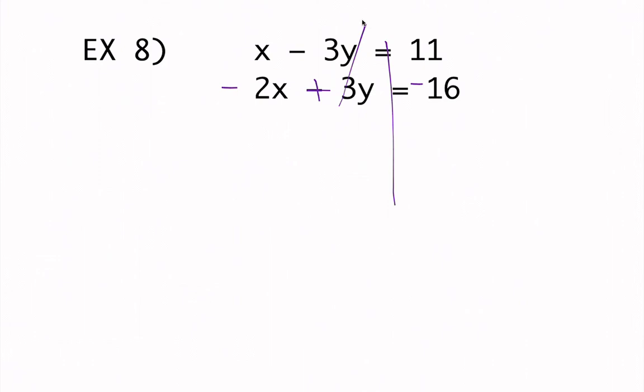And I'm going to add my x's. 1 plus negative 2 is going to give me negative 1x. 11 plus a negative 16 is going to give me a negative 5. Divide both sides by a negative 1 to give me x is equal to a positive 5.